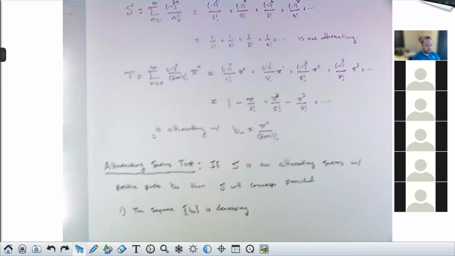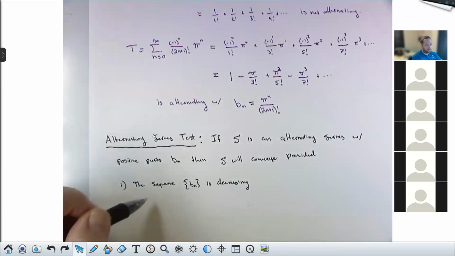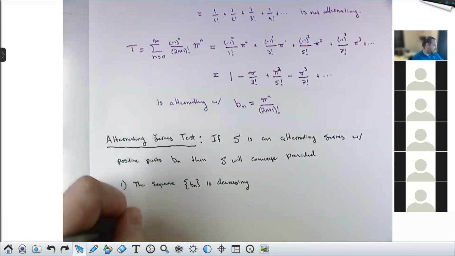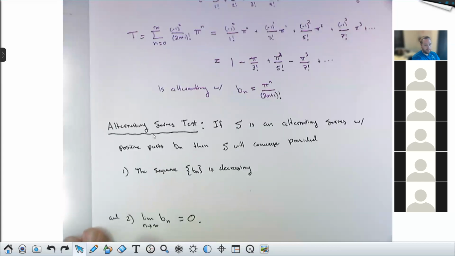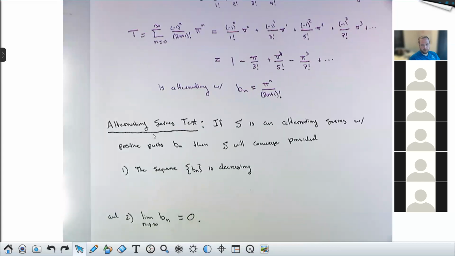I'm going to ask you to leave some space under this because I'm going to give you a couple different ways to show that a sequence is decreasing. And the limit as n goes to infinity of the Bn's is 0. So this is kind of startling. This is almost like a partial converse to the test for divergence.